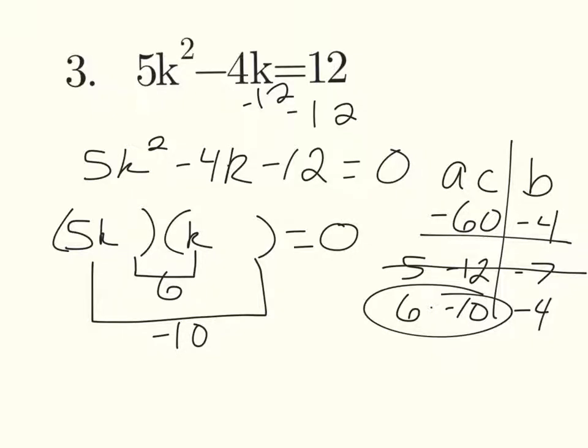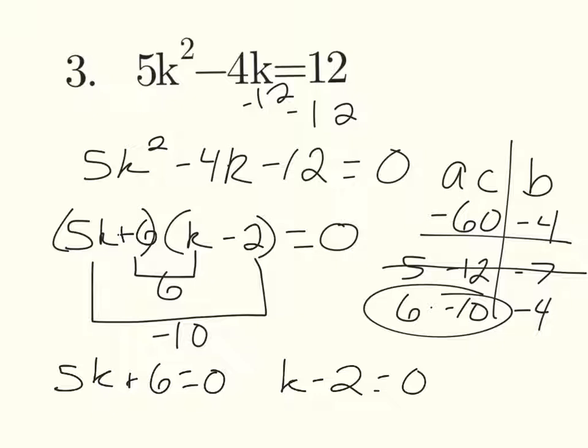As we know, we divide. We're going to do negative 10 divided by 5 to figure out this number. That equals negative 2. We put our 6 up here, plus 6. And then do the same thing as we did on the other two problems. Set them equal to 0 and solve. This one's pretty quick here. We're just going to add our 2, so k equals 2.